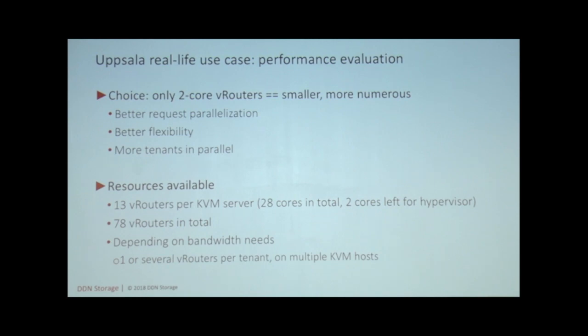So we have 6 KVM hosts, I already said that. They have 28 cores each, so we dedicate 2 cores for the hypervisor, which means 13 dual core ALNet router instances per KVM host, so 78 in parallel. And depending on the bandwidth needs for each application, each tenant, we decide to assign one or several virtual routers in order to provide the necessary bandwidth. But it's also nice because it gives us control on the bandwidths that can be used by a given application or tenant.